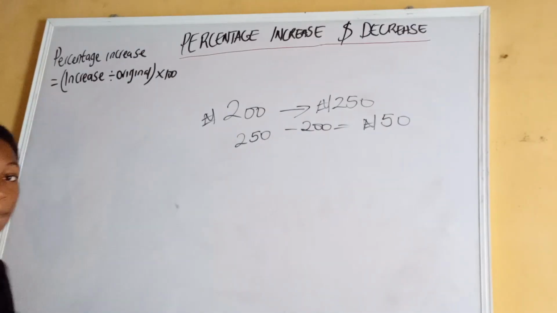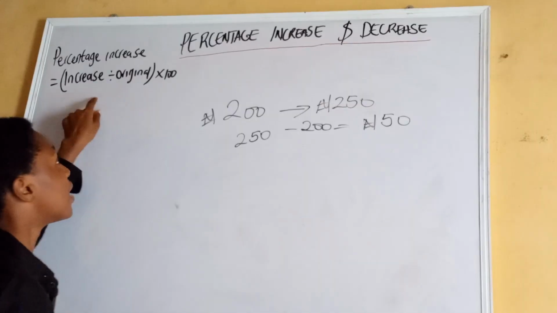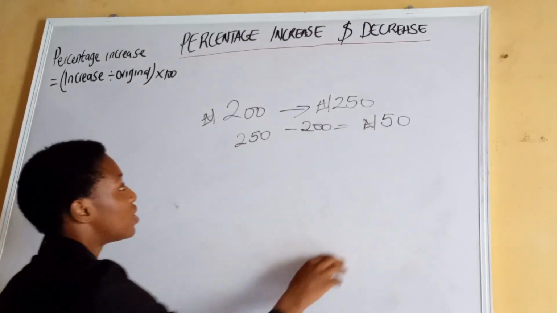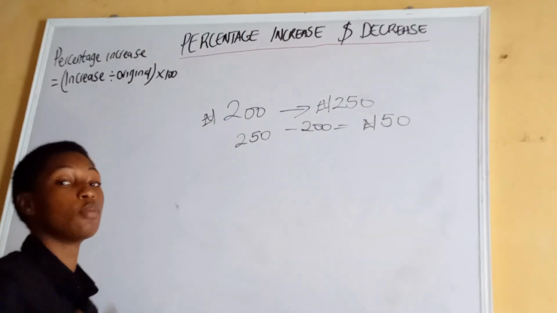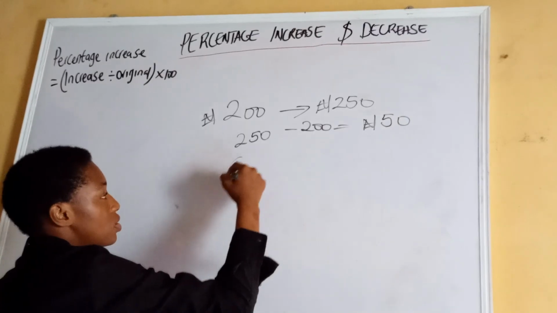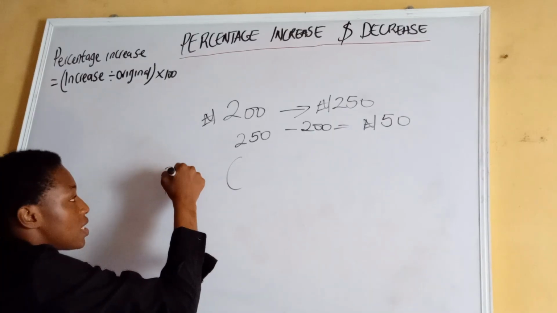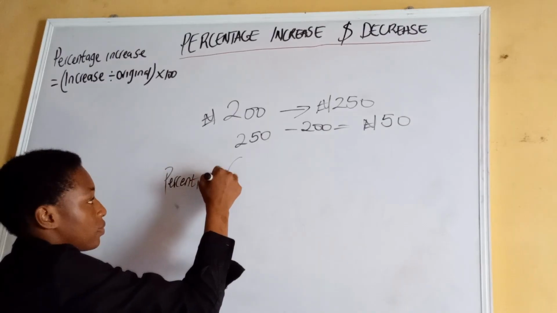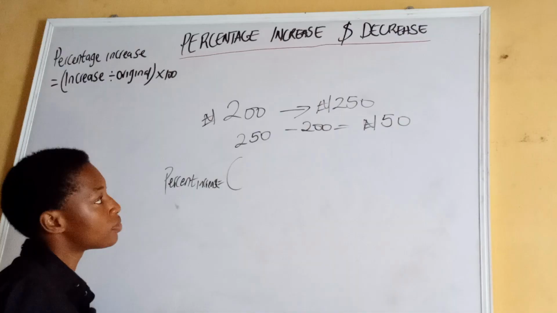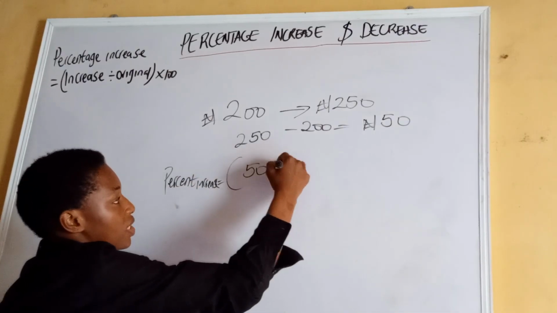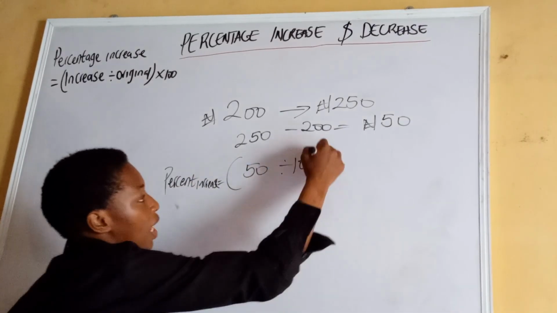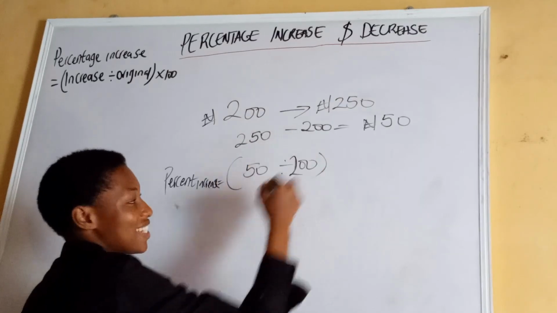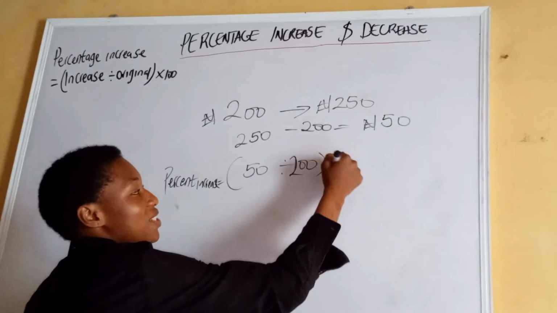The next step to take would be what? To use this formula. The formula says increase divided by the original times 100. That means this increase will be divided by this 200, then you multiply by 100. So this is percent increase: 50 divided by the original. The original is 200. Sorry about that. And then times 100.